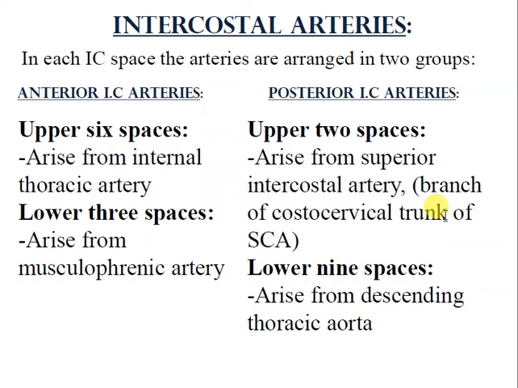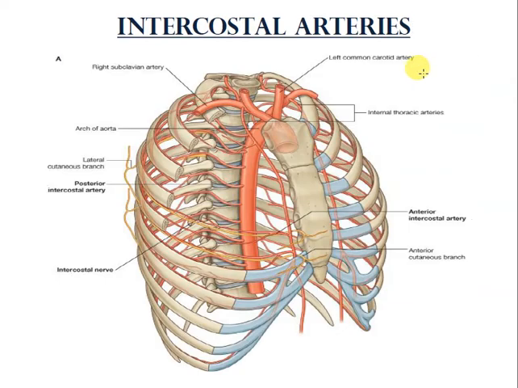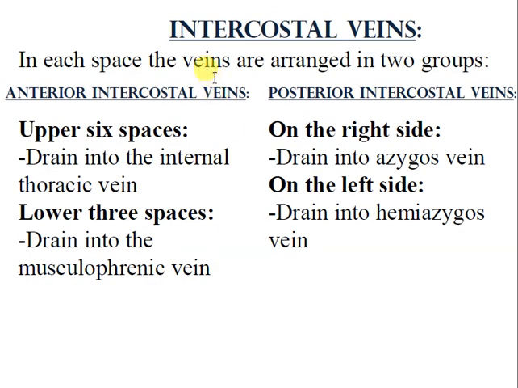costocervical trunk of the SCA. I don't remember this blood vessel, SCA, but don't worry. So the lower nine spaces arise from the descending thoracic aorta. These are the posterior arteries. Then you have the intercostal arteries, as you can see. This is the descending thoracic aorta, and you can see how the branches are coming from it, and all the structures which are present here.